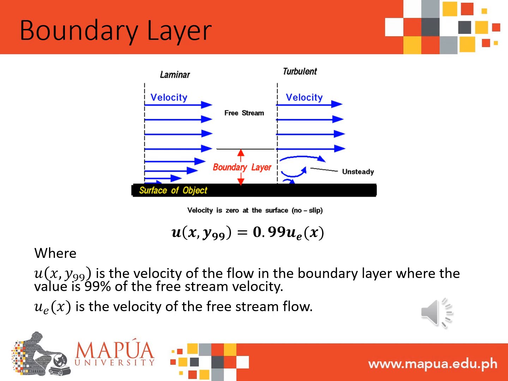Another way we can describe the boundary layer is through its thickness. Depending on the condition, the thickness of the boundary layer differs. One simple method in determining the thickness is the 99% rule. The boundary layer thickness will be measured from the surface up to the point where the velocity is 99% of the free stream flow's velocity. The 99% boundary layer thickness can be represented by the following function, where u is the velocity of the flow in the boundary layer, where the value is 99% of the free stream velocity, and u sub e is the velocity of the free stream flow.